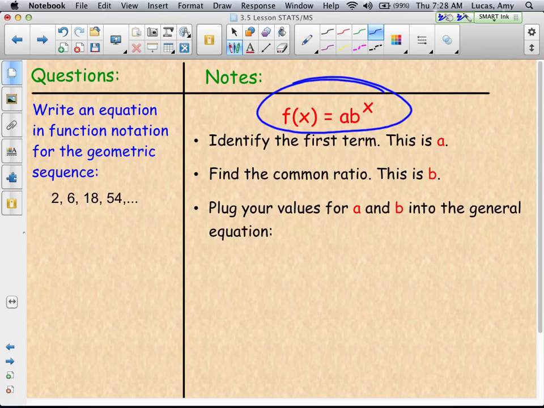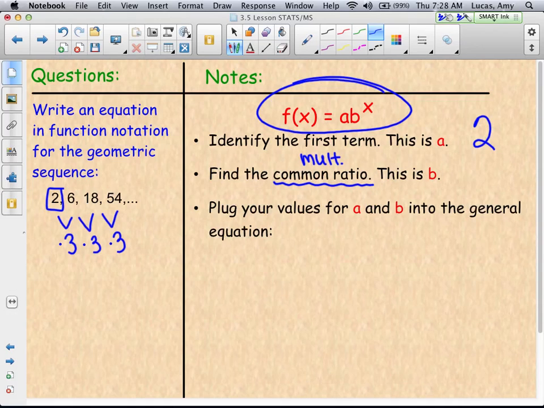So for this rule, it says identify the first term. This is A. So my first term is what I start with. My first term is 2. Then B is the common ratio. That means what it is multiplied by. Common ratio uses multiplication. So the common ratio is B. So what's happening on this is it's multiplied by 3 each time. So B is 3.